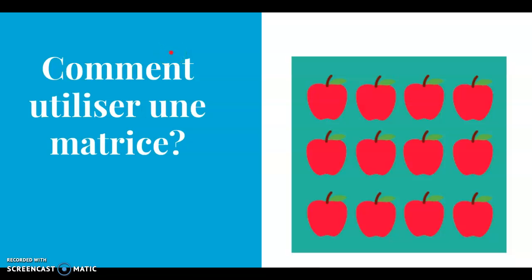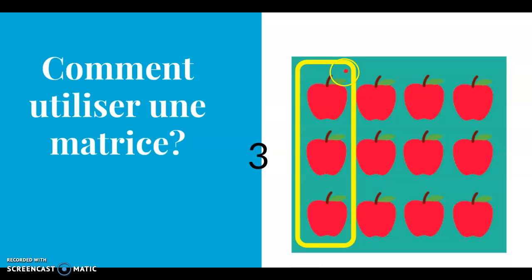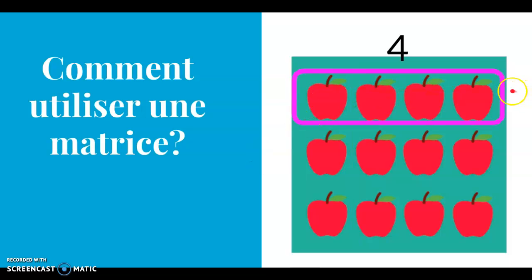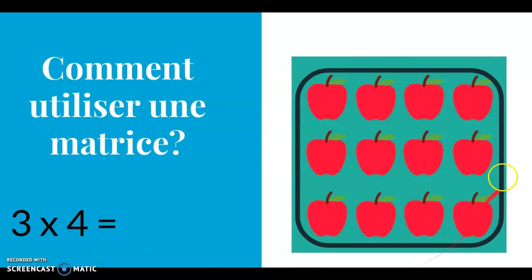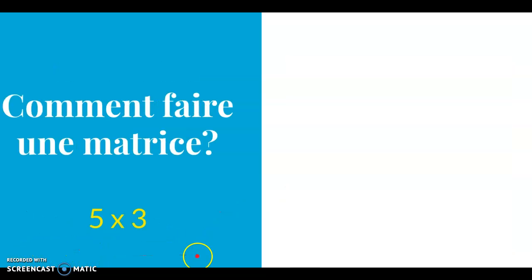So how can we use an array to help us with multiplication? Here, if we look at this array of apples, we have 3 apples that are drawn vertically, and 4 are drawn horizontally. So we have 3 and 4. That means it's going to help us with the question 3 times 4. And if you count all of the apples in total, there are 12. So that means that 3 times 4 equals 12.